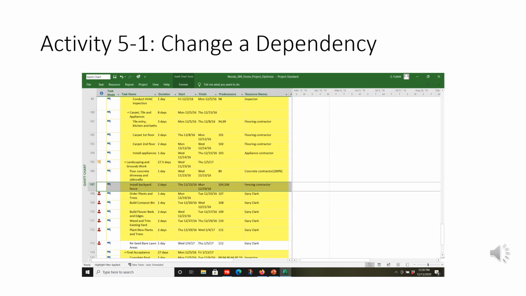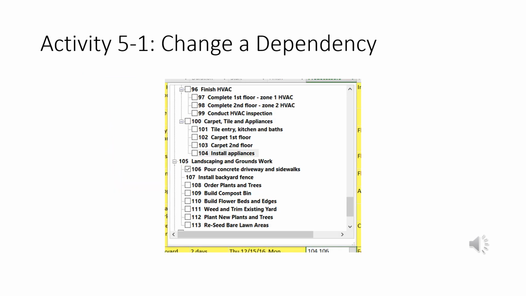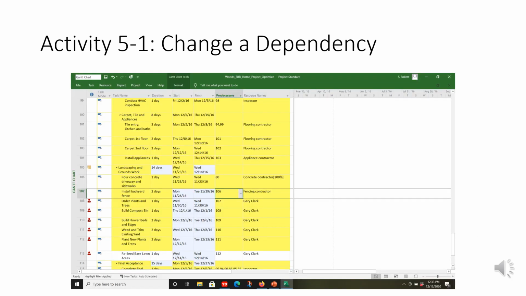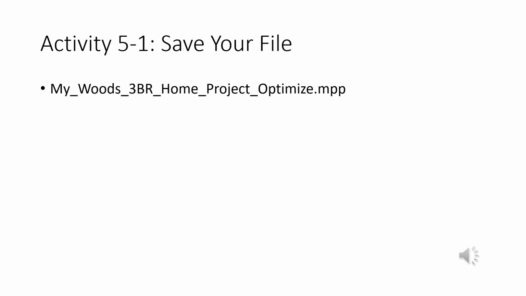Okay, let's change the dependency. We're going to be working with task 107. I'm just going to uncheck 104, install appliances. You don't need to install appliances to install the backyard fence. And you can see all of a sudden 104 goes away. 106 is the only predecessor task. Check out the critical path and when the project completes. Both are being shortened. Now just save your file to My Woods 3-bedroom home project, optimize.mpp, and we'll see you in topic B.